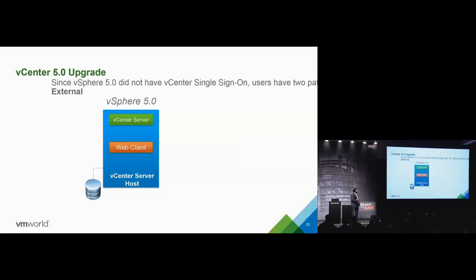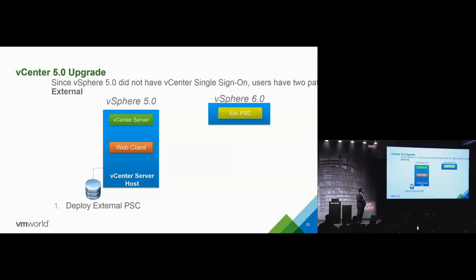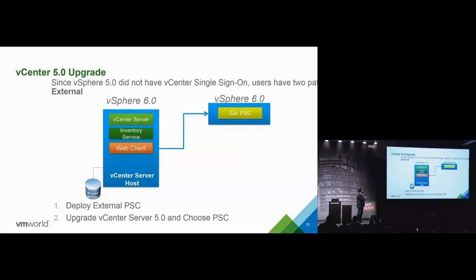If you were doing an external PSC, then you would have to deploy a PSC first. So you would first go through the step of deploying a new PSC, then upgrading the vCenter Server, and then connecting it up to the PSC. As you go through an upgrade, you would be asked for your PSC information. You would enter it in, and it would make sure that it upgraded and got you to that external PSC.